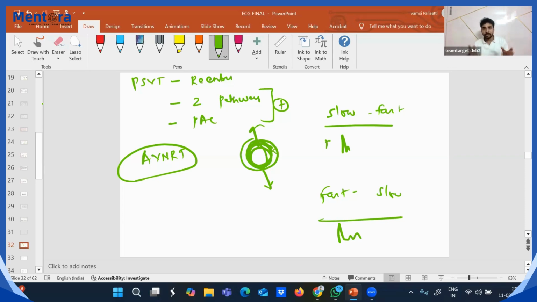Now you have to identify the P waves in V1, V2, lead 2, lead 3 and all. If there is a QRS complex, then a small deflection, then the T wave, it is fast slow. If immediately after the QRS complex a small deflection is there, you can say it's slow fast. Simple thing. And this slow fast is the most common, almost 90%. Fast slow is very rare, only 10% you can see, so no issues. Clear?